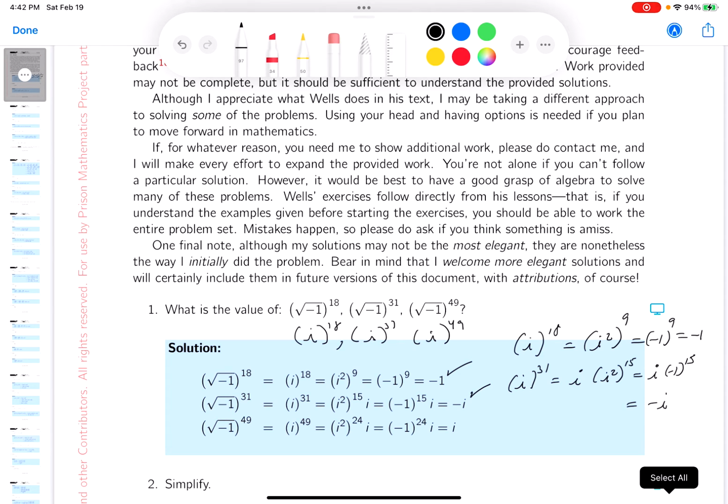Let's do i to the 49. What do I see there? I see an i, and I see an i squared to the, let's see, that would be 24. 24 times 2 is 48. Yeah, 49 we have now. So what do you have here? i times minus 1 to the 24th. Well, that's fairly simple. It's just going to give me i. I see it over there.